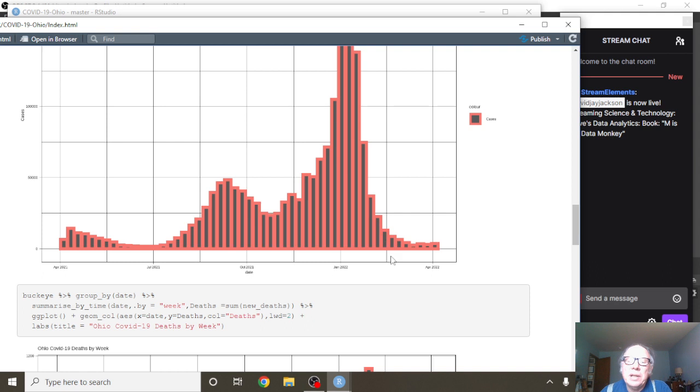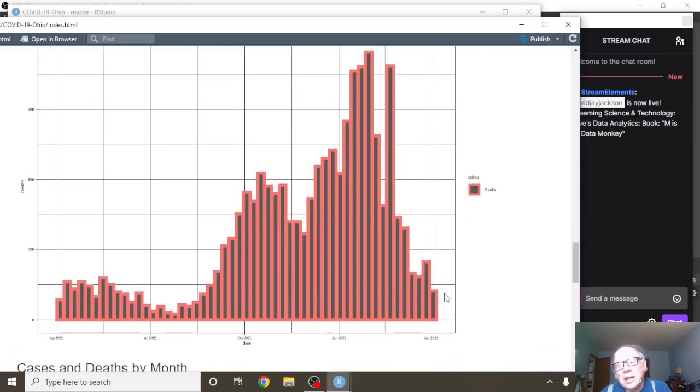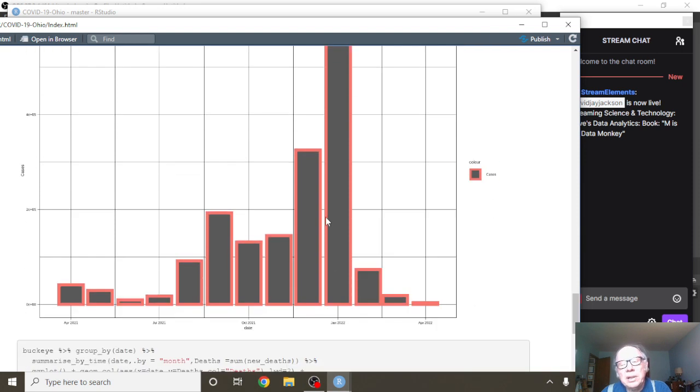And again, on a weekly basis, we can see even here, we saw the last 3 weeks, we saw a bit of an increase in COVID-19 cases in the state of Ohio, okay? Deaths had a slight declining pattern here, okay? What about monthly deaths?